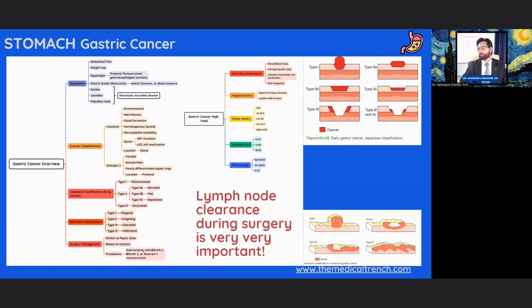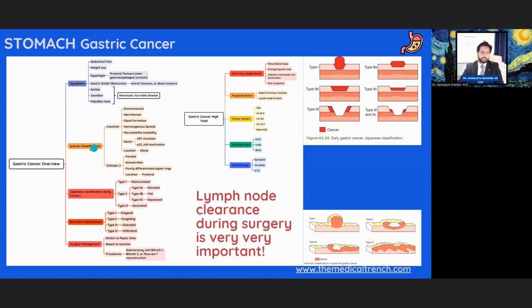Okay. So we are going to now just go quickly over gastric cancer. So gastric cancer, essentially, can be caused by gastric peptic ulcer, but most of the time it's because of smoking. It also has a lot of multifactorial causes, environmental causes, inheritance causes, right?